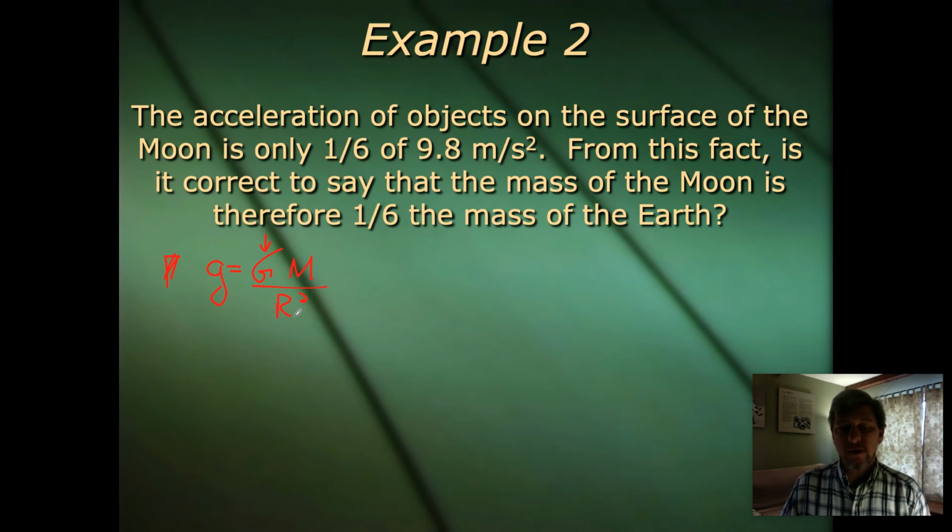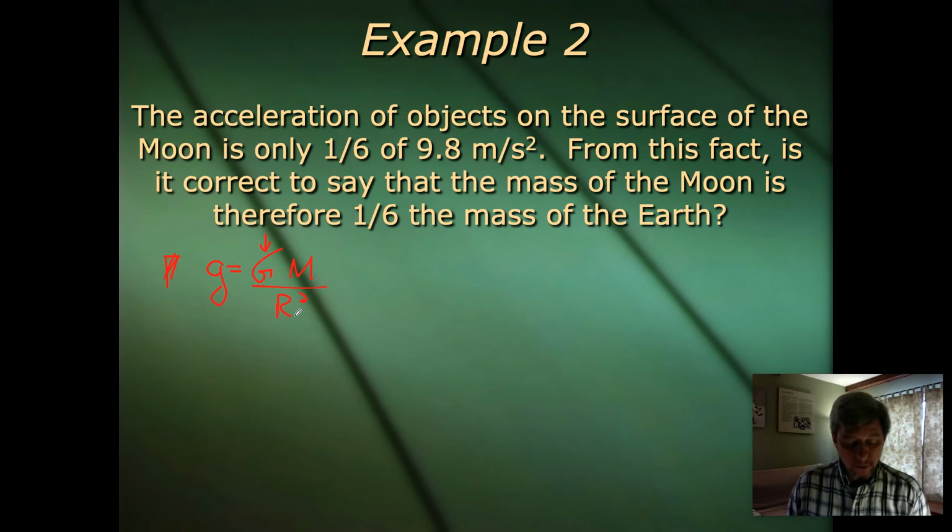And so the answer to this question is no, it's not correct to say that the mass of the moon is 1/6 the mass of the Earth, because you have to take the radius of the moon into account as well. We could conclude that the mass of the moon is 1/6 that of the Earth only if both the moon and the Earth have the same radius. But they don't. We know they don't.